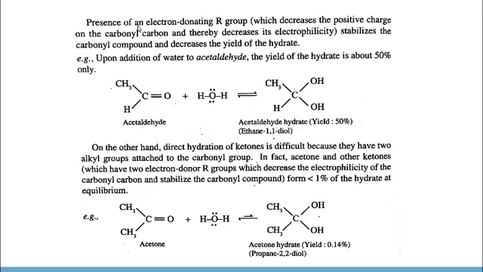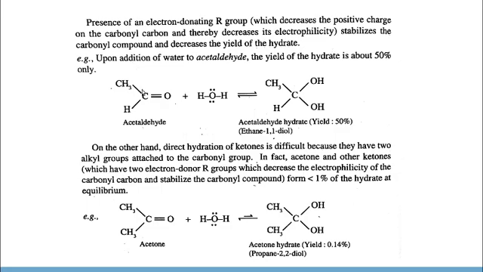The presence of an electron donating or electron releasing R group decreases the positive charge on the carbonyl carbon. So if there is an electron donating group, that decreases the electrophilicity. Here you can see in the case of acetaldehyde, one CH3 group is there, so it is electron releasing and the electrophilicity of the carbon decreases. Positive charge decreases due to this electron releasing effect, thereby decreasing its electrophilicity and stabilizing the carbonyl compound.